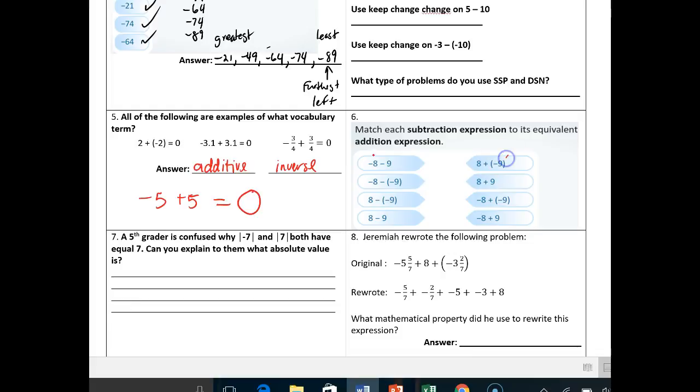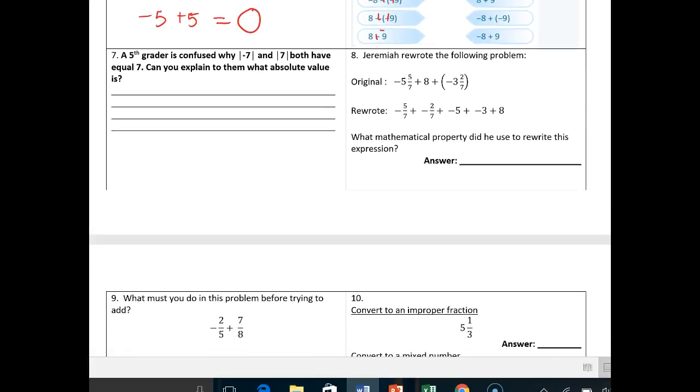And number 6, remember to do these problems you just want to KCC everything. So plus a negative, plus a positive, plus a positive, plus a negative, and then match it up with the one that's the exact same on the right hand side. For number 4, please cross off this one. We did not get to that yet.